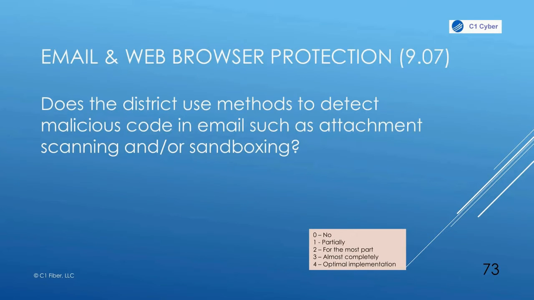Does the district use methods to detect malicious code in email, such as attachment scanning and/or sandboxing? Score 0 if your organization does not address malicious code in email. Score 1 if your organization partially addresses malicious code in email. Score 2 if your organization addresses malicious code in email for the most part. 3 if your organization addresses malicious code in email almost completely. Or 4 if your organization has an optimal implementation for addressing malicious code in email. Pause the video now in order to consider and record your answer before continuing.